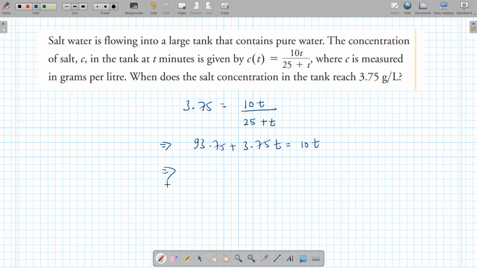You want to group up the like terms. Okay, there's a t here. There's a t here. You're going to move this guy to this side. Subtract 3.75t on both sides, because then we'd have t's on both sides, and that's always the goal. If you have unknowns on both sides of the equation, make sure they're on the same side so we can group up the like terms. Next, you're gonna divide both sides by 6.25.